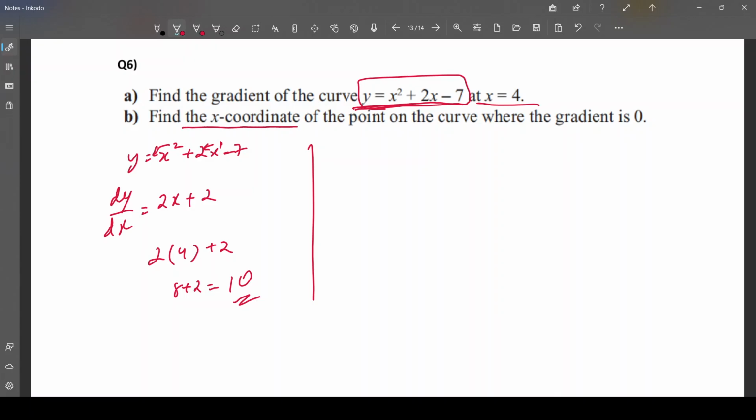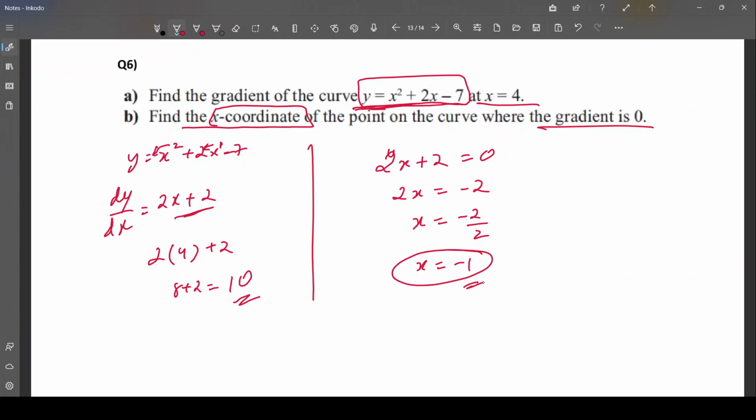Now if I want to find out the x coordinate of the point of the curve where the gradient is 0, they are talking about the same curve, but the gradient has changed now. The gradient is 0 now. If the gradient is 0, the differentiation that we got is 2x plus 2. If I put this equal to 0, I'll get the value of x, right? So 2x equals minus 2, so x equals minus 2 by 2, so x equals minus 1. So minus 1 is the coordinate of x where the gradient of the curve is 0.